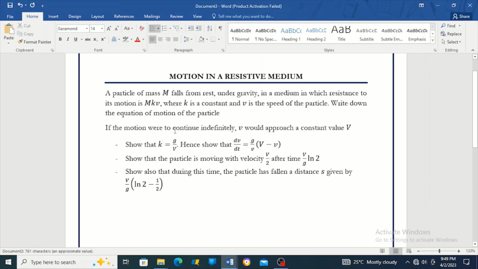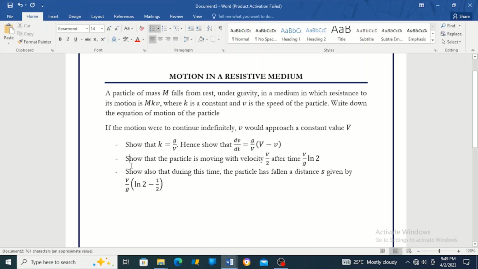If the motion were to continue indefinitely, v will approach a constant value capital V. Show that k is equal to g on capital V. Hence, show that dv by dt is equal to g on capital V into V minus v. Sorry, here it is g on capital V, not small v.